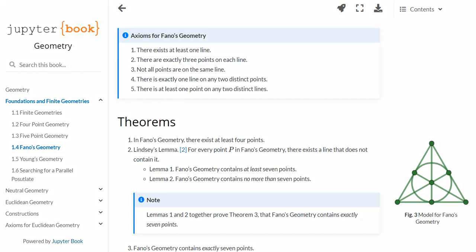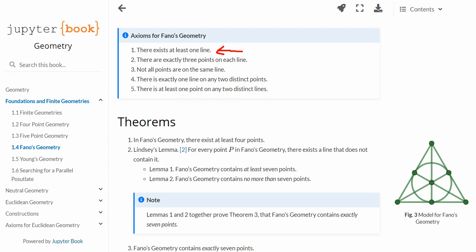So there exists at least one line. That's interesting. We don't even start with points. We start with a line. There are exactly 3 points on each line. Not all points are on the same line. And so that kind of makes sense. You're like, okay, so now I know there are points, I know there are lines, and there's more than just one line worth of points.